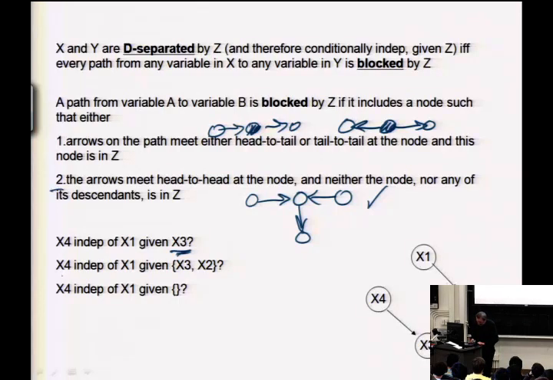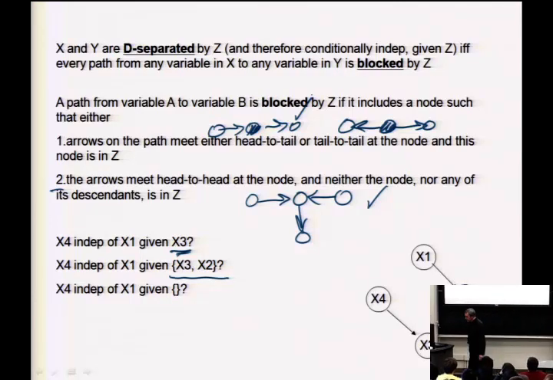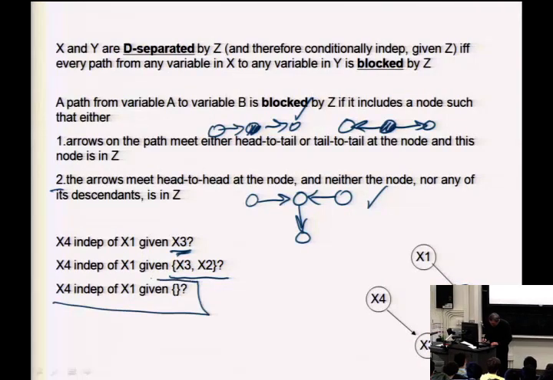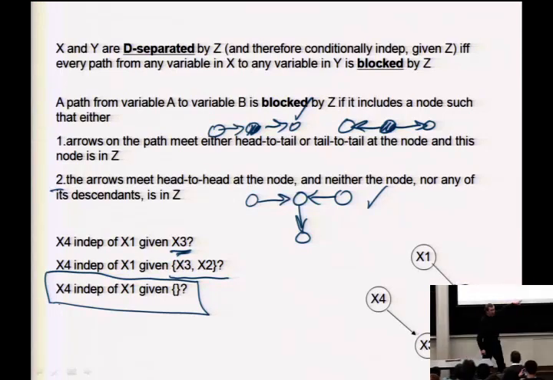Okay, what about this one? Is x4 independent of x1 given both x3 and x2? Yes, because x2 does block it by this rule up here. And we need not block every node along the path. We just need to block it somewhere along the path. Okay. And what about this one then? Is x4 independent of x1 given nothing? Yes. Because again, x3, fortunately not observed, will block it.